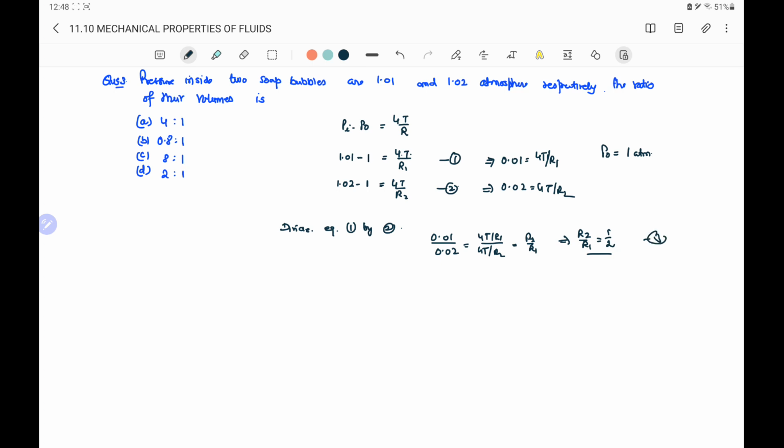Now we have to find the ratio of their volume. So ratio of volume is V1 by V2 and the bubble is spherical. So volume will be 4 by 3 pi R1 cube divided by 4 by 3 pi R2 cube. So 4 by 3 pi is common and gets cancelled. It is R1 by R2 whole cube. R2 by R1 is 1 by 2, so from equation 3 we can write R1 by R2 equal to 2. Substituting the value here, it is 2 raised to power 3, that is 8. Hence option C is the correct option.